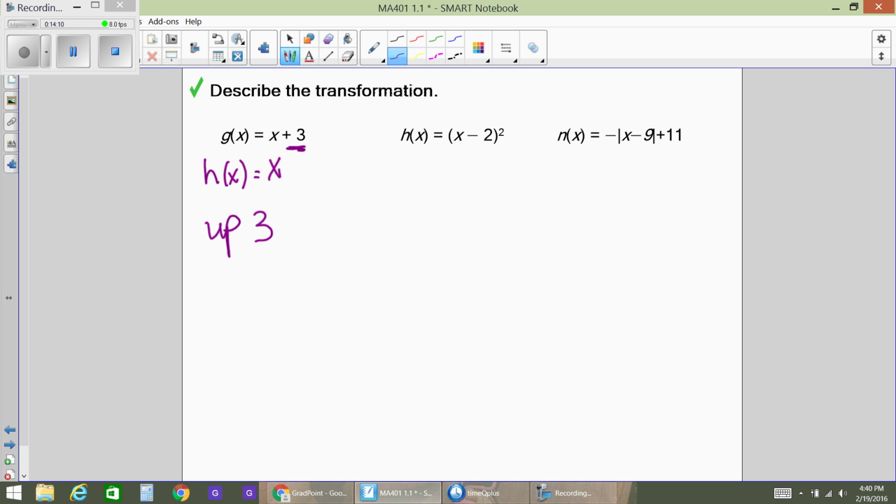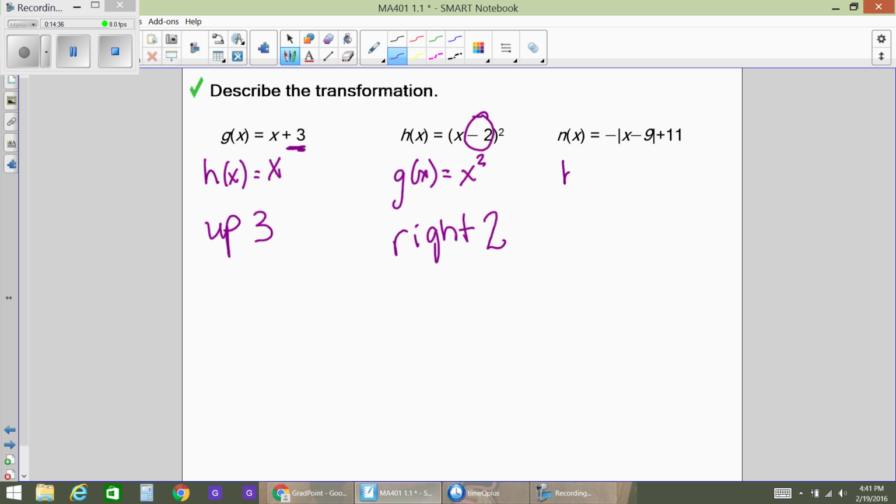This one's already called h of x, so I'm going to go ahead and say g of x is x squared. Now, this minus 2 is happening on the inside. Do you remember what happens? If it's on the inside, you do the opposite of what you see. So because I see a -2, I know the answer is 2, and it's right 2.